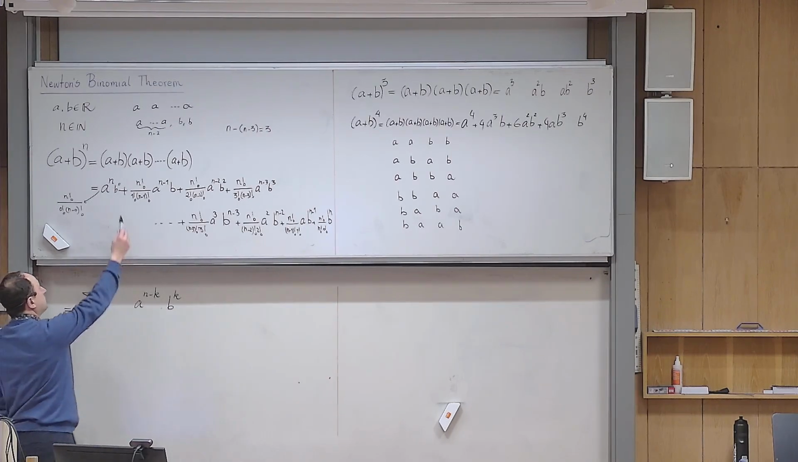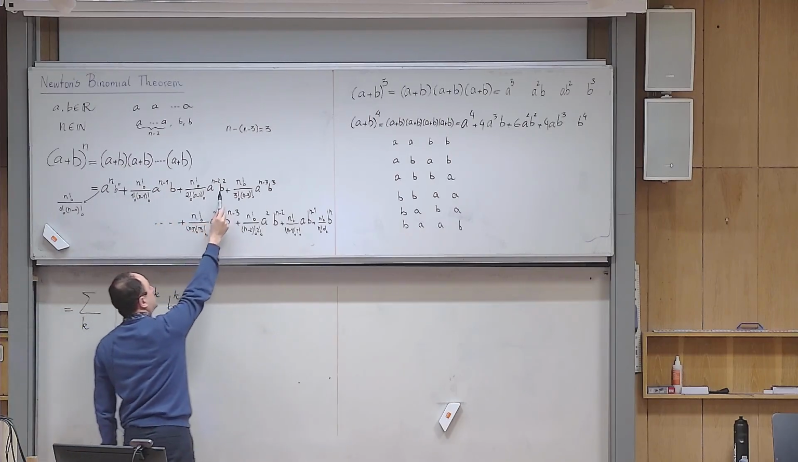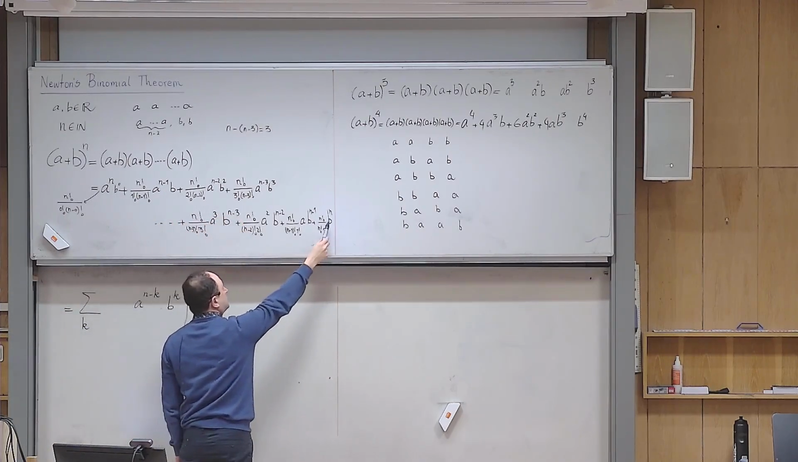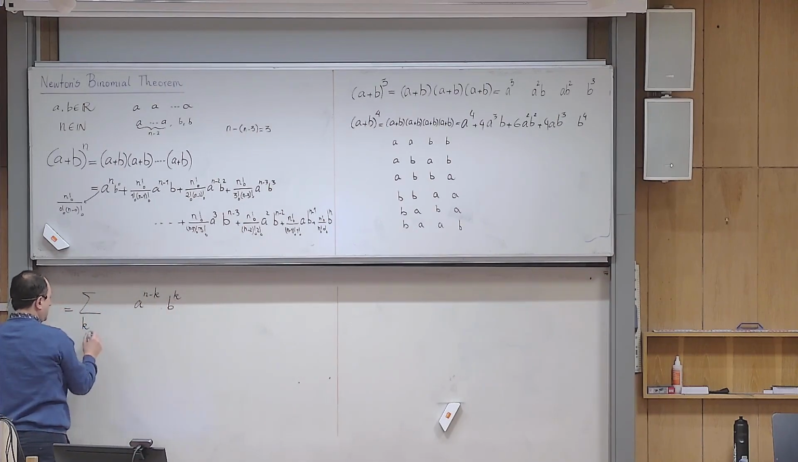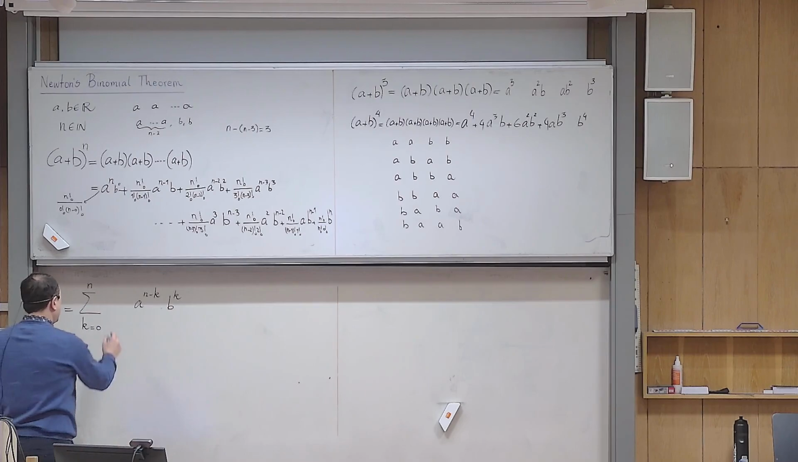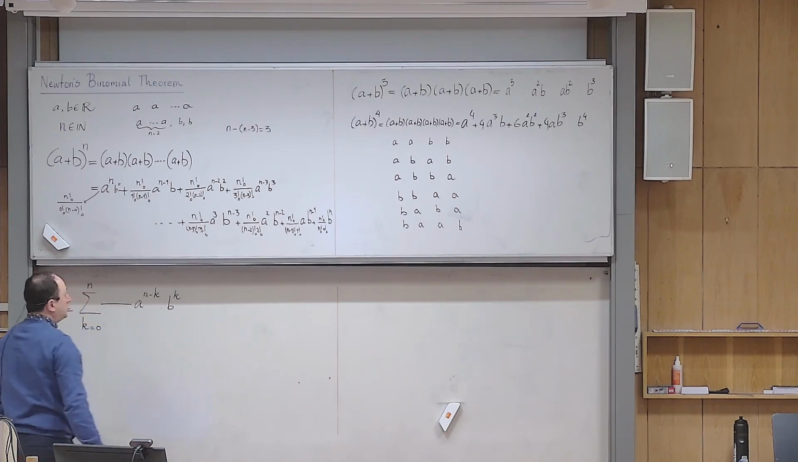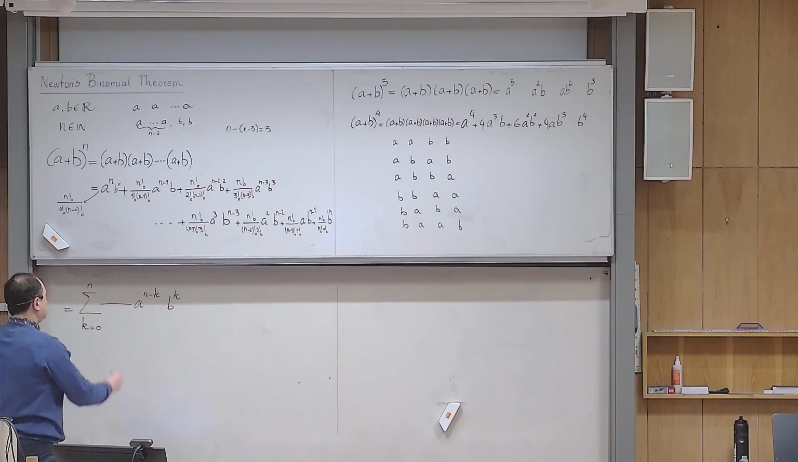You see that the power of b is 0, and then it becomes 1, then it becomes 2, and it goes up to n. So the counter, which is the power of b, goes from 0 up to at most n. Yes? And now let me write the coefficients here. For the coefficients, the numerator of all of them is n factorial.